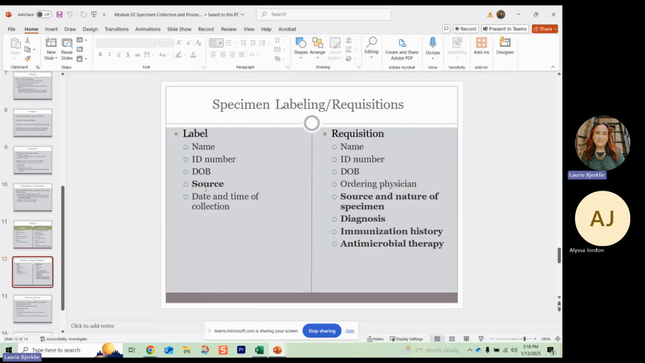And then ideally, if it's like a wound, it's left foot, right ankle. I mean, that all goes to the care of the patient anyway. And then the requisition, which again, this is in the computer. The source again, the nature of the specimen, the diagnosis, if they've had any sort of immunizations or antibiotics given to them, that all can go into play.